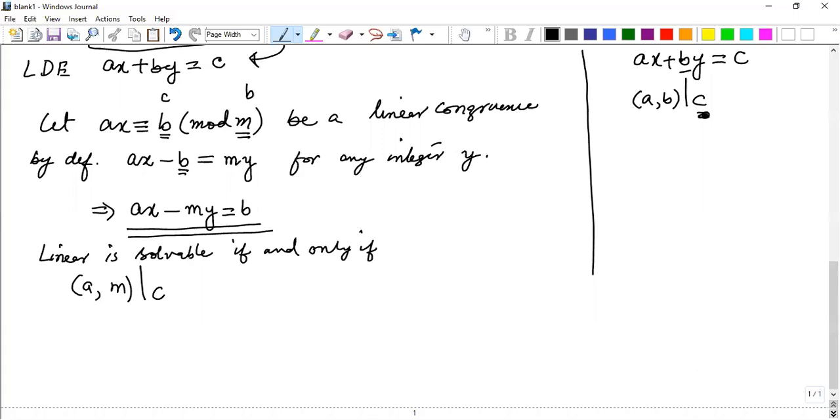For example, look at the linear congruence 8x congruent to 10 modulo 6. So the GCD of 8 and 6 is 2, and 2 divides 10. So it means this equation is solvable.